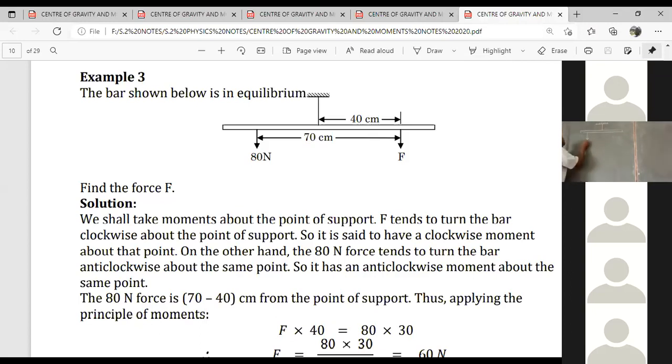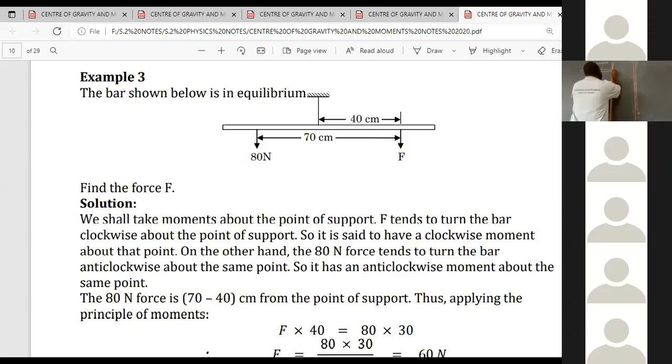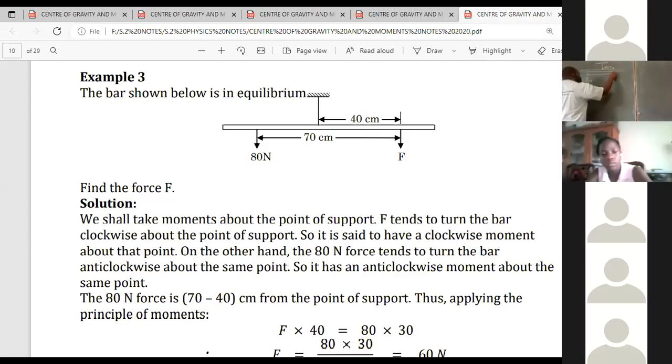Okay, so they have given us 80 newtons, and then we have a force F. Then they have given us distances. This is 40 centimeters, and we have this distance as 70 centimeters. So the question wants us to find force F.